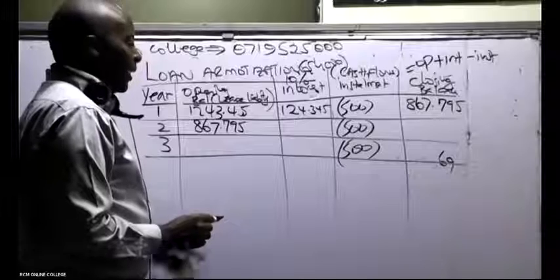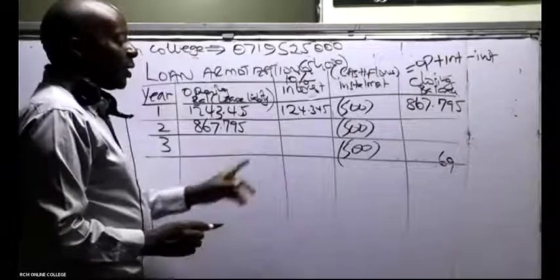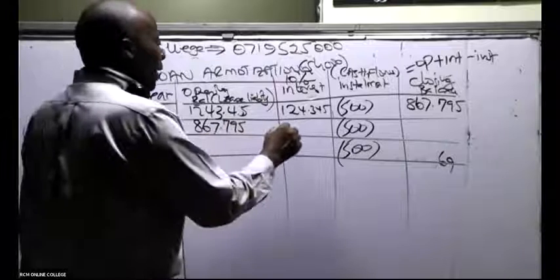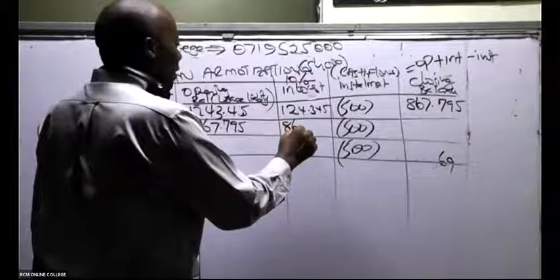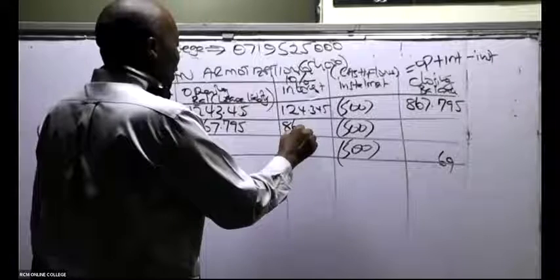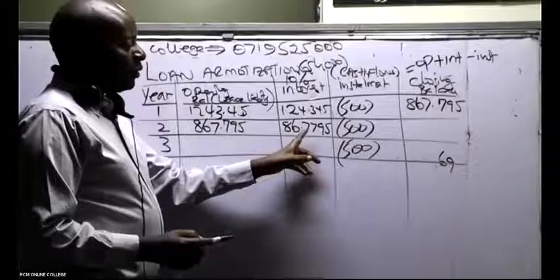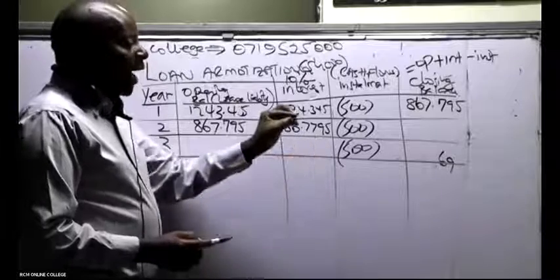All right. Let it earn interest. It shall earn interest here, 10% of the opening. So 10% of the opening will be 86.7795.